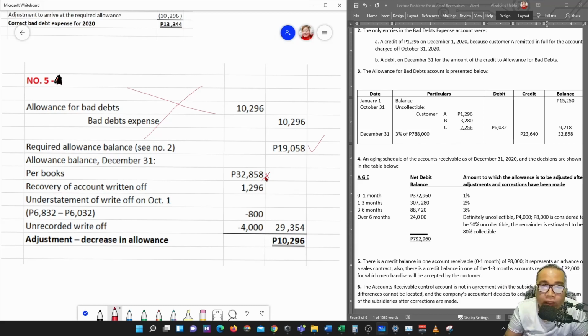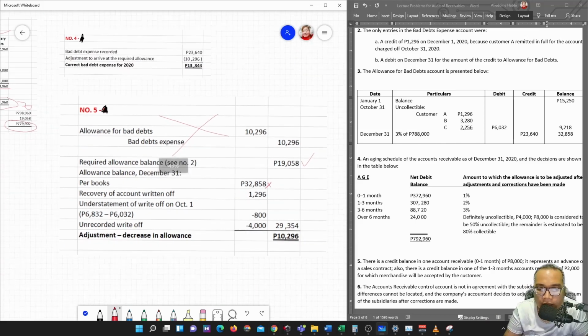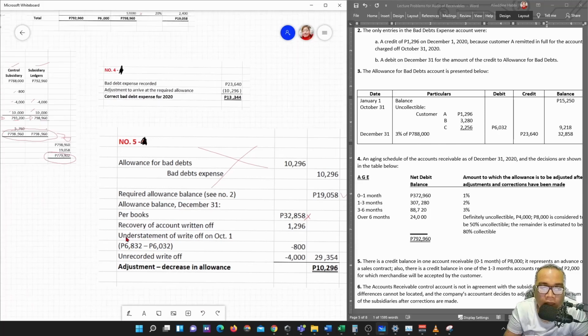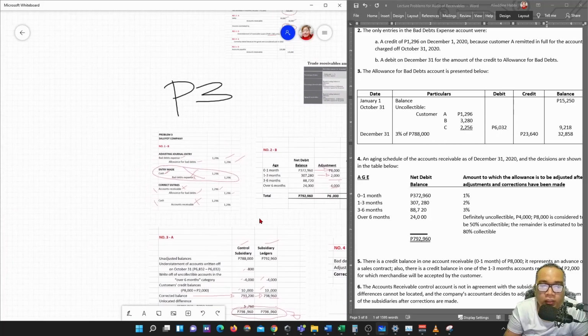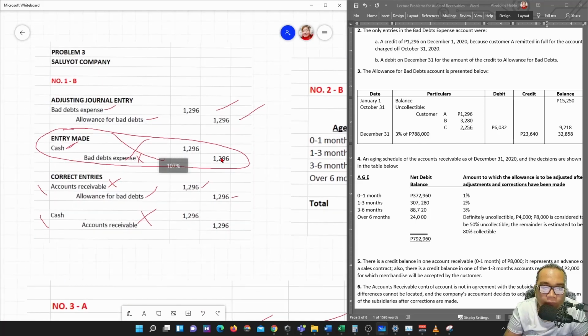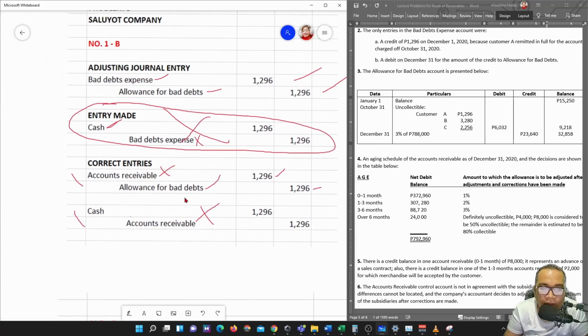Itong allowance balance mo per books, medyo may mali pa dyan. Hindi pa na-record properly yung iba. So, before that, ayusin mo muna siya. May recovery of account write-off ka, 1,296. So, dagdag mo. Bakit? Kasi di ba pag nagre-record ka ng pagkabuhay ng na-write-off na account, ito yung nangyayari. Nababalik siya, hindi mo siya kino-close. Yung accounts receivable lang yung na-cancel off. Pero yung allowance for bad debts, buhay pa rin siya.